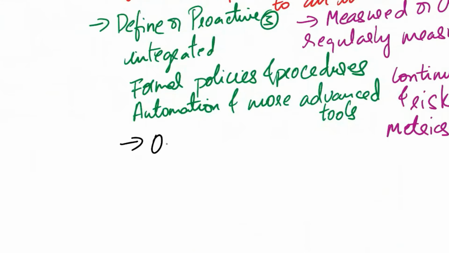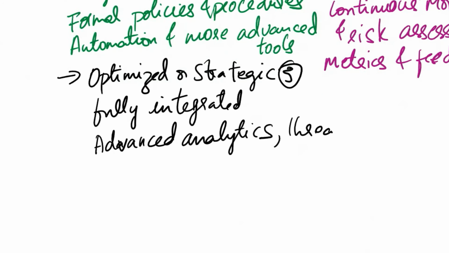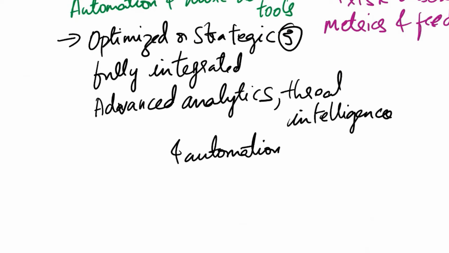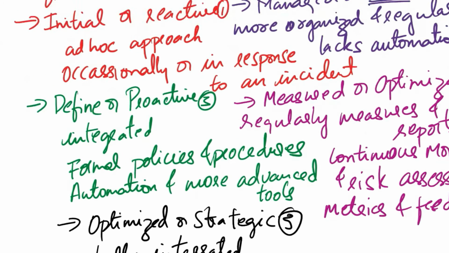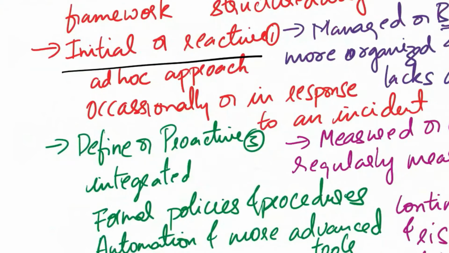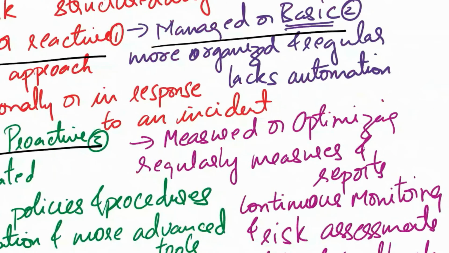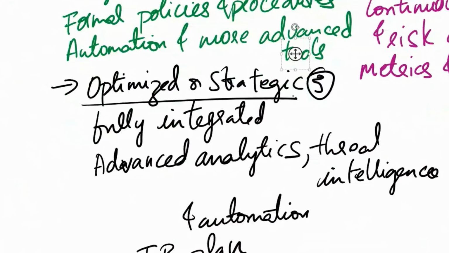The final level is optimized or strategic. Vulnerability management is fully integrated into the organization's risk management strategy. Advanced analytics, threat intelligence, and automation are used to proactively identify and mitigate vulnerabilities. The organization has a strong culture of security and a well defined incident response plan, that is IR plan. So, these are the 5 levels generally used. The first one is initial or reactive. Next is managed or basic. Then we have defined or proactive. Then measured or optimizing. Last step is optimized or strategic.